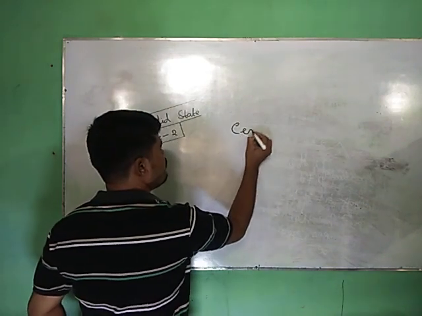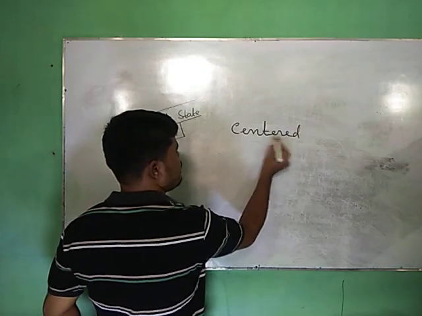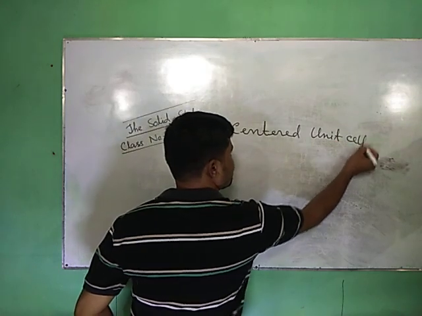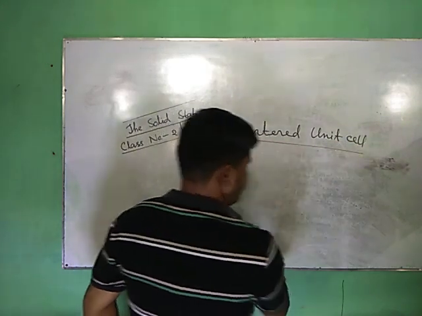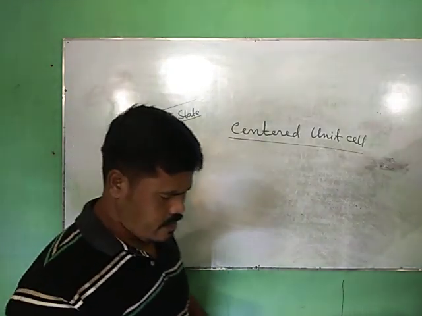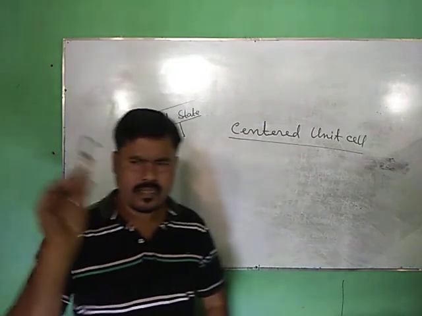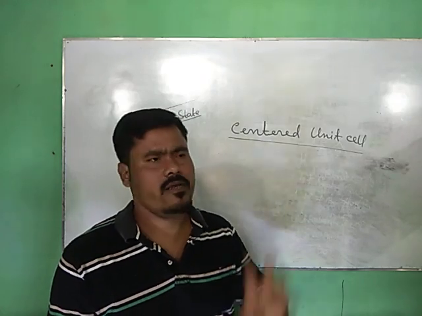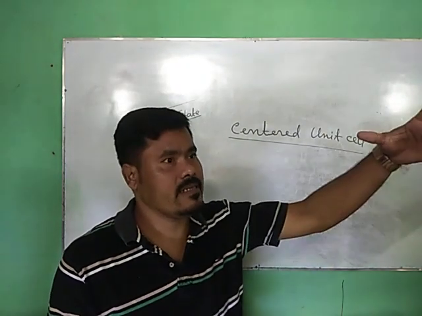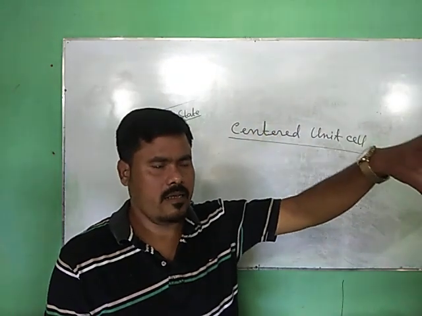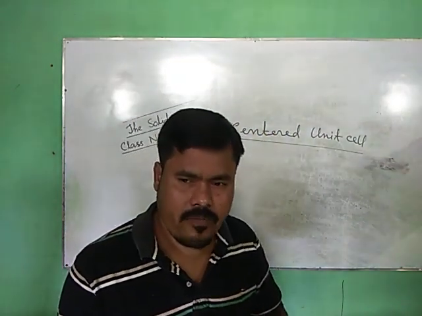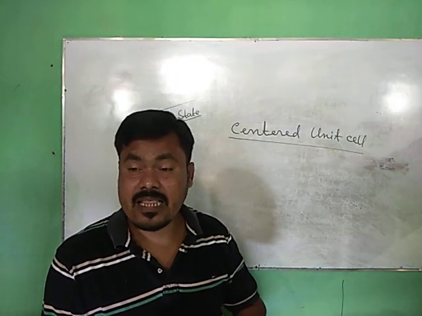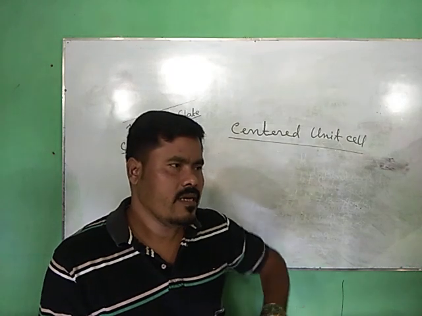Centered unit cell. Centered unit cell. See, in crystal systems, centered unit cell is what? Besides the particles at the corners, particles are present at central parts of the unit cell. Other central parts also contain particles. Then this unit cell is called centered unit cell.